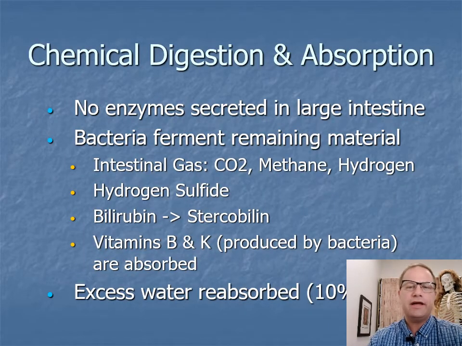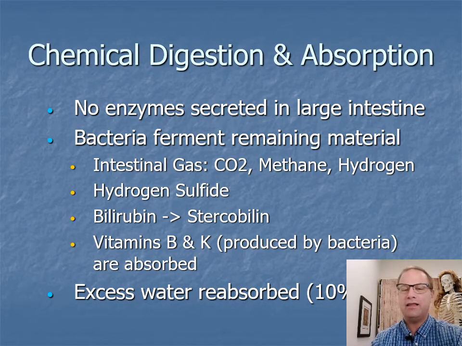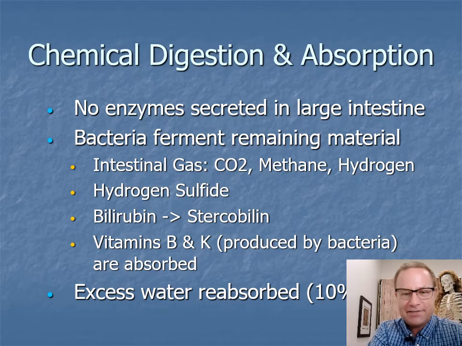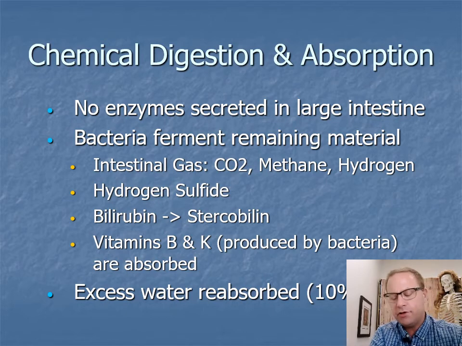Okay, so chemical digestion and absorption. There aren't any enzymes secreted in the large intestine. That being said, we do have lots of bacteria there that have enzymes of their own that are really helpful in breaking down some stuff that we otherwise could not break down. In the process, we are producing some wonderful intestinal gas, which consists of carbon dioxide, methane, and hydrogen, as well as some hydrogen sulfide, which, if you don't know, smells like swamp gas.